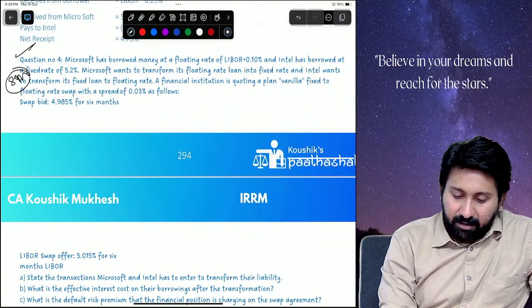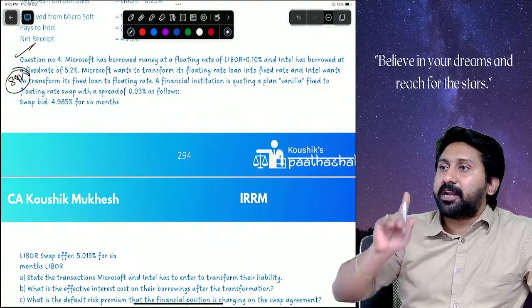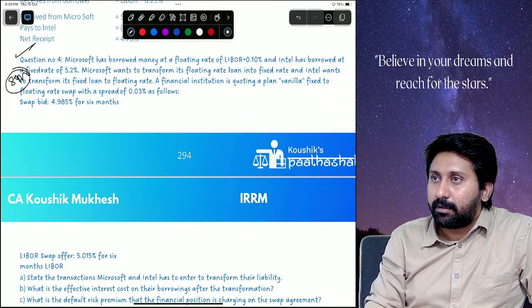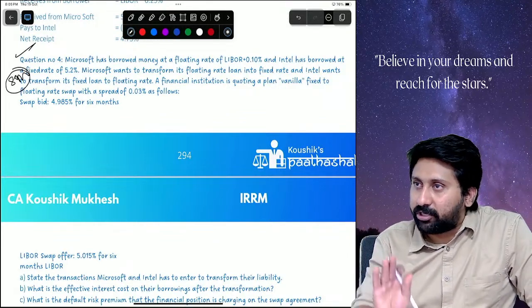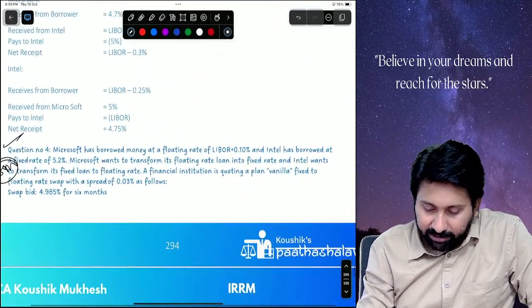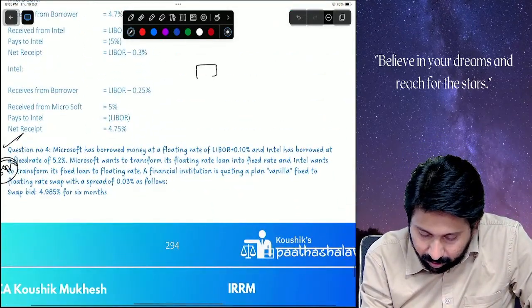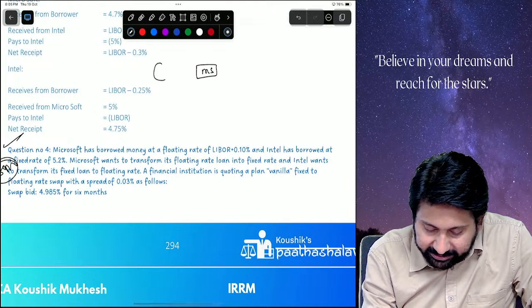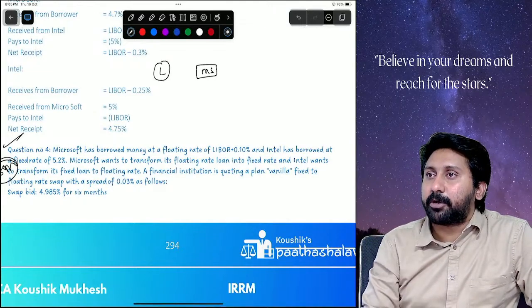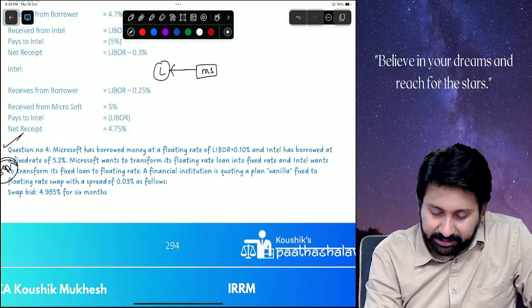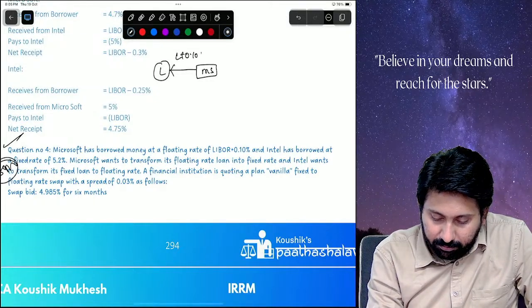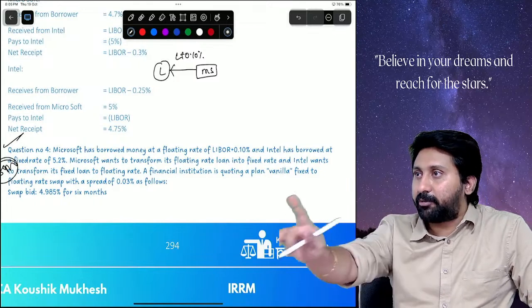Tell me, is Microsoft in a borrowing position or a lending position? Borrowing at what rate? Can we draw the diagram for the original transaction or not? Tell me, I will draw it here itself. Microsoft is borrowing or depositing? Is it paying or receiving? Paying. How much? LIBOR plus 0.1. Up to here clear?